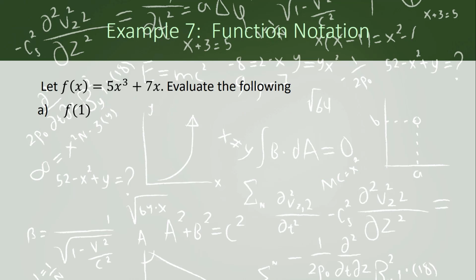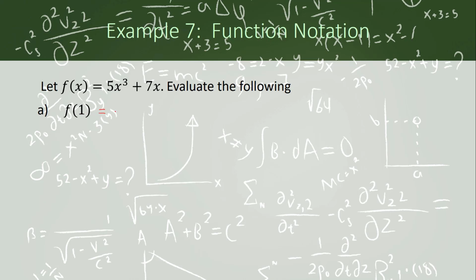And here we have f of x is equal to 5x cubed plus 7x. Well, that is a crazy function. That is a pretty crazy function. We've never seen anything like that before. And we want to evaluate that at f of 1. Okay, and what that means is, once again, wherever we see an x, we're going to replace it with a 1.